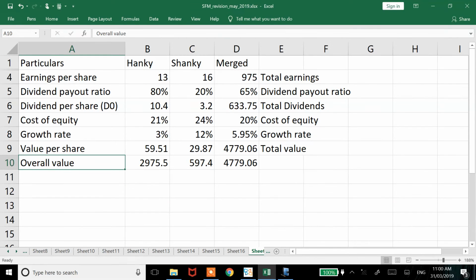Now I'll just explain one concept in this question. I don't have a separate problem to explain that, which is called as minimum exchange ratio and maximum exchange ratio. I'll just explain that here. The overall value of this first entity is 2,975. The overall value of the Shanky Limited is 597.4 and the merged entity is 4,779.4.